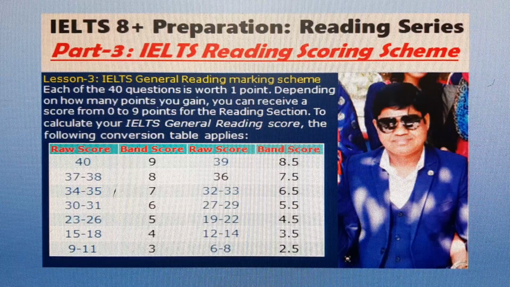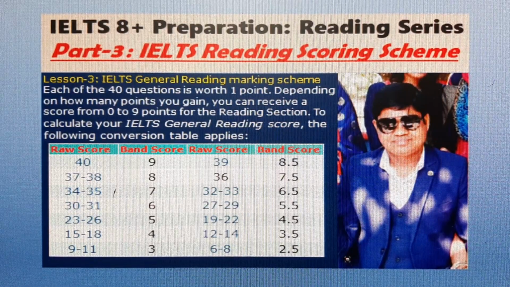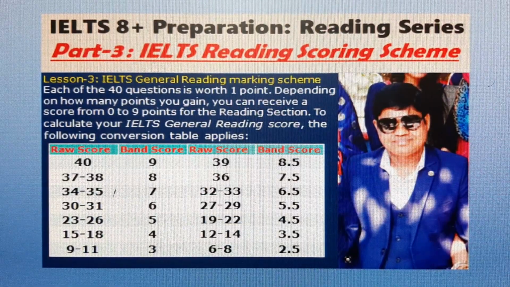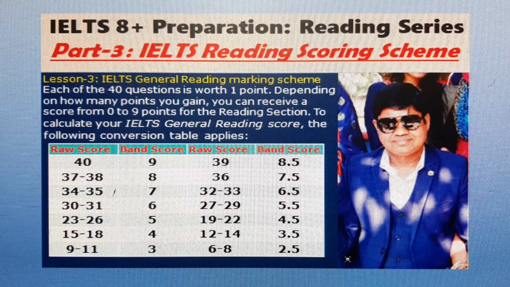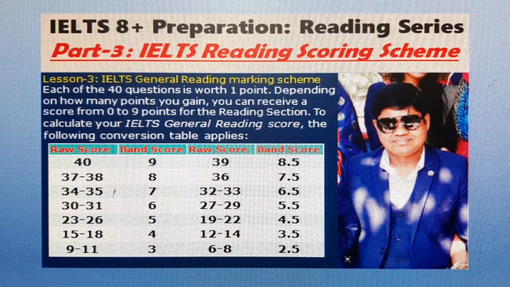To calculate your IELTS General Training Reading score, the following conversion table applies. Now, I am going to discuss IELTS General Training Reading Score Conversion Table. Let's begin. Raw score out of 40, band score.